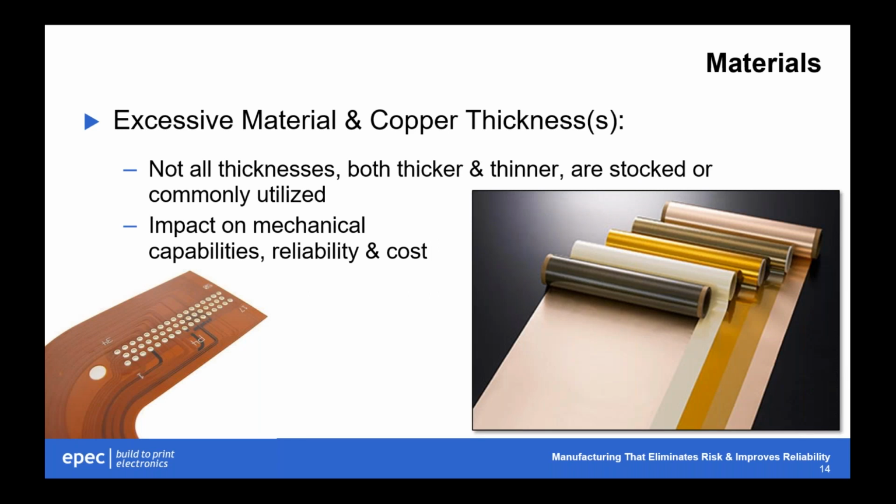Another element relating to materials that we encounter are designs that call out for excessively thick and/or thin flex materials and copper thicknesses. Again, it's important to note that not all thicknesses, both thicker or thinner, are stocked or commonly utilized. In the majority of cases, thicker materials can have a very negative impact on the mechanical capabilities, or the bend capabilities of a design, which in turn can negatively impact the reliability and ultimately have a significant cost adder to a design.